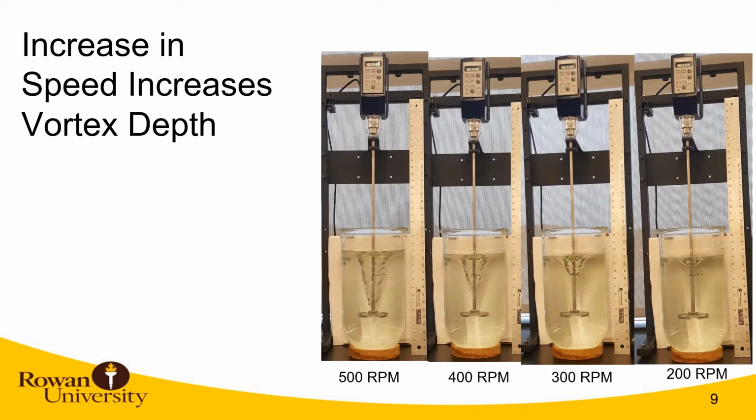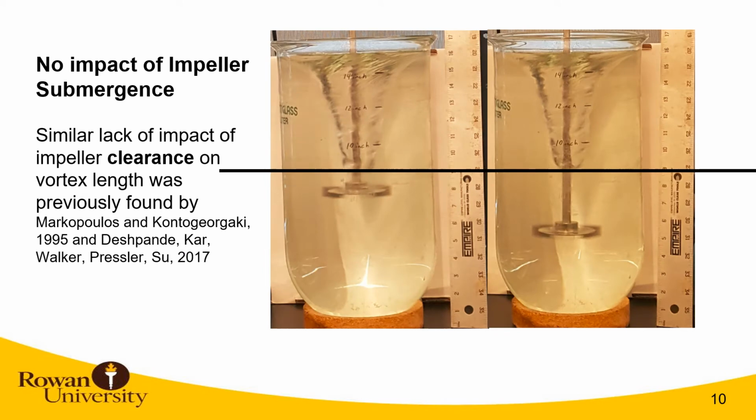This slide shows that increasing the impeller speed increases the vortex depth as well. If you take a look at the picture at 200 RPM, there's a small vortex, and as you increase the RPM, the vortex increases as well. As you can see here, there's no impact on the vortex depth based on the height of the impeller.